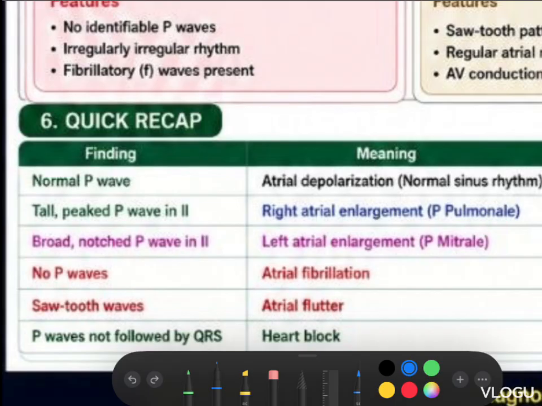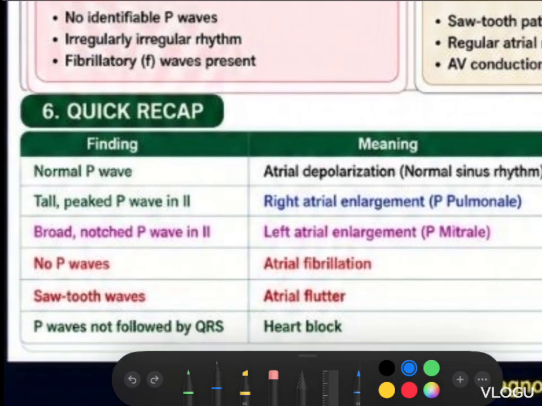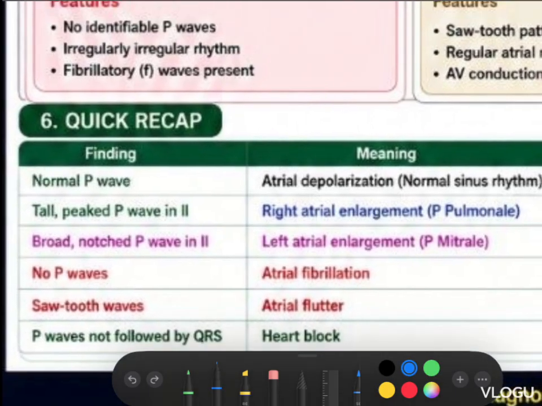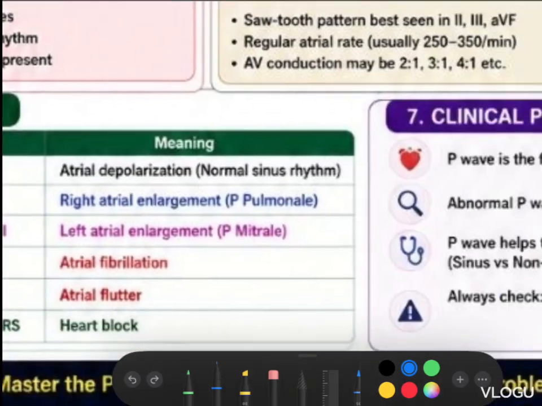If you see no P waves and irregular wave formation, you suspect the patient has atrial fibrillation. So no P waves means atrial fibrillation. Sawtooth waves with a heart rate of 250 to 300 means we have to suspect atrial flutter. Next, P waves before every QRS means sinus rhythm. If a P wave is not followed by a QRS, then we have to suspect heart block.